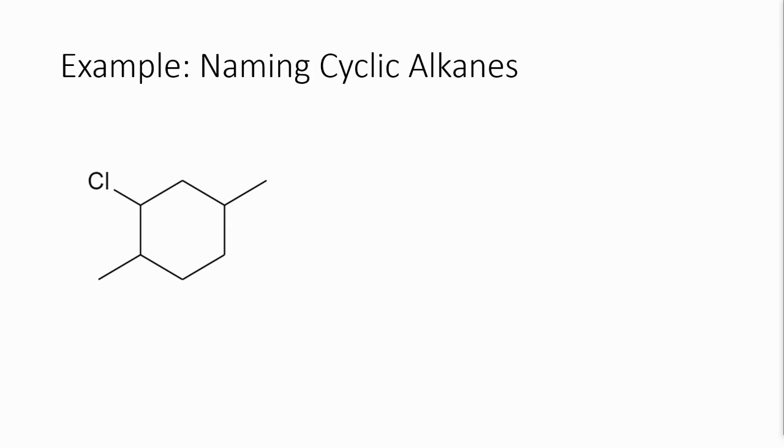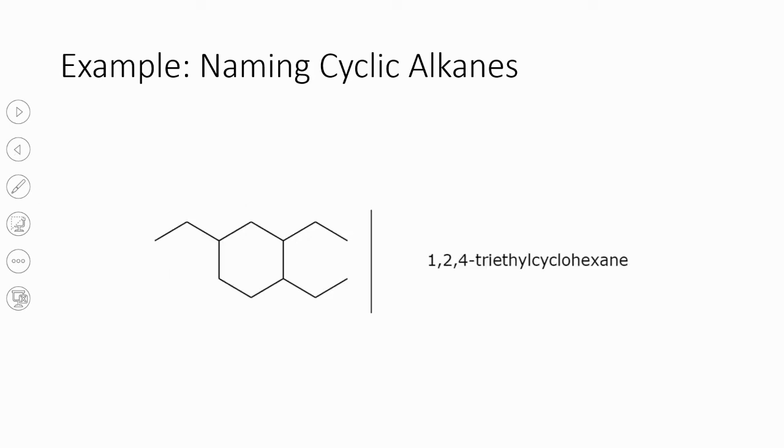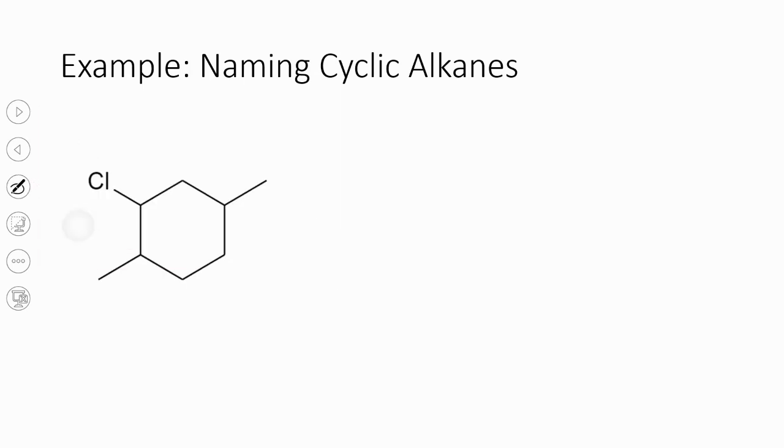All right, are we ready? Do we need a minute? Okay, let's try it. So what would our parent ring be? Good. Okay, so cyclic alkanes.